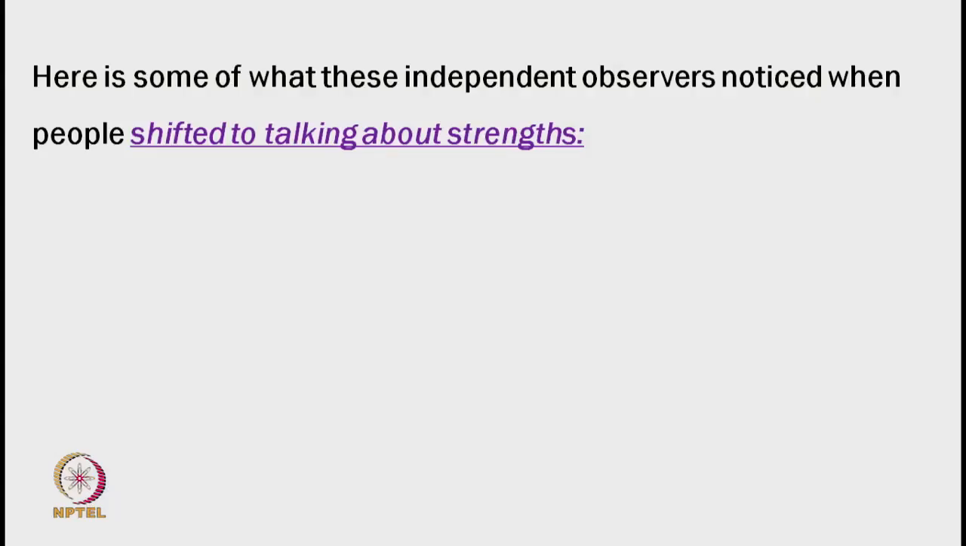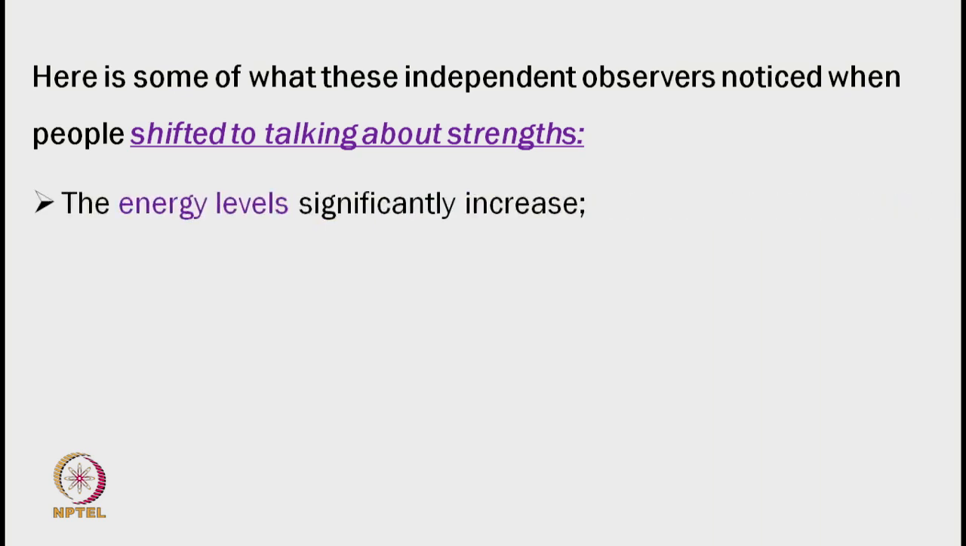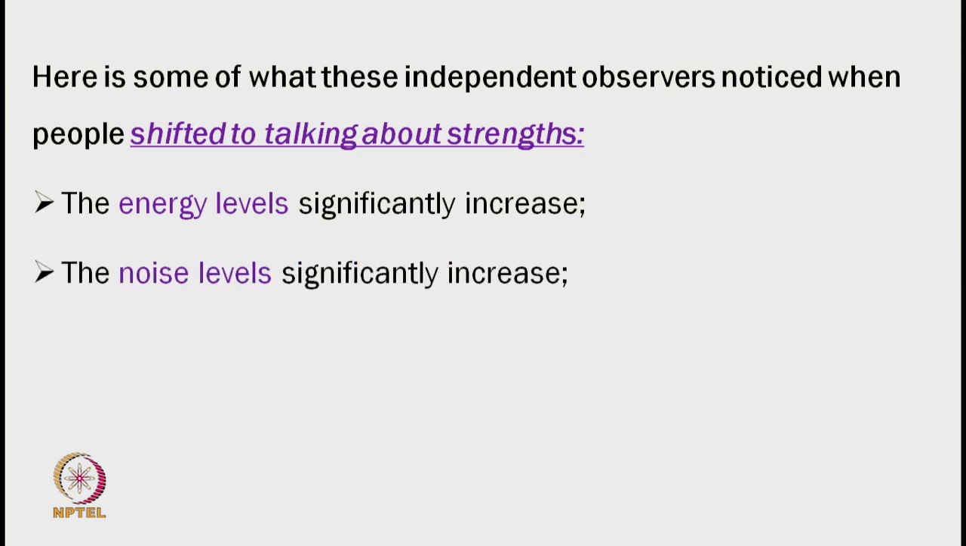So, the message from this comparison, when we are working on weaknesses versus working on strengths, is a clear-cut message to us. Character strengths oriented research, facilities or situations are better than when we are working on weaknesses. Here is some of what these independent observers noticed when people shifted to talking about strengths. It means first they were talking about weaknesses and then they shifted to strengths, and they observed that the energy levels significantly increased.